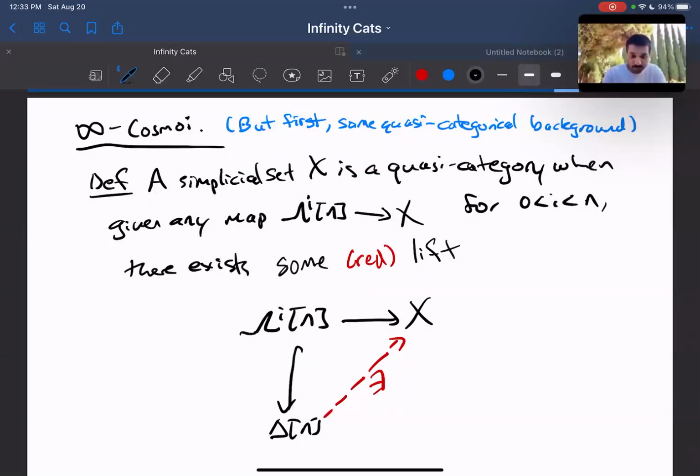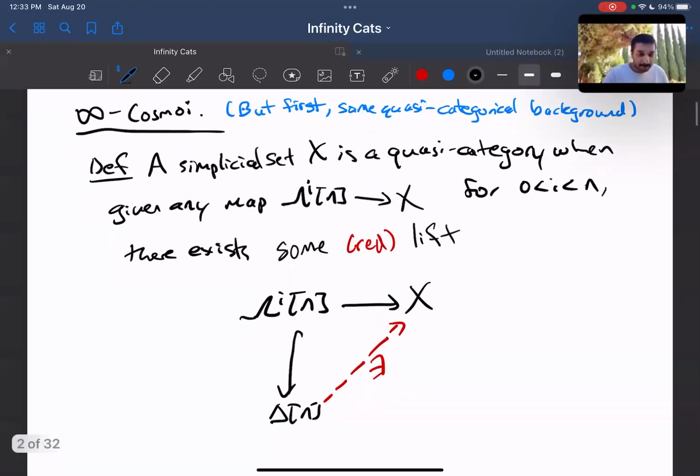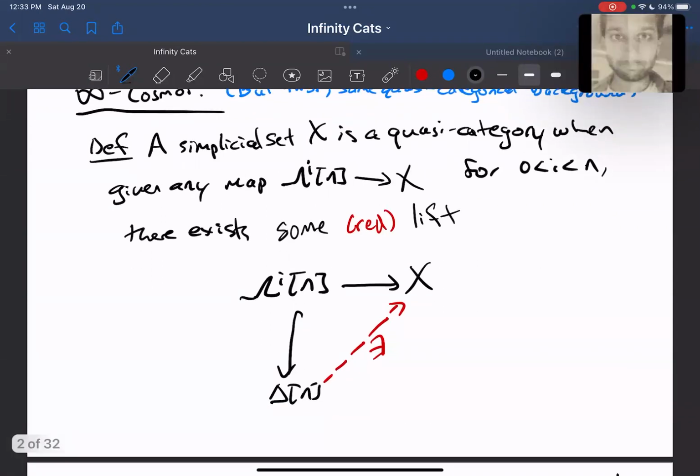So this is just the definition that we had last time. Remember, a simplicial set X is a quasi-category whenever we have a map from these inner horns into X, there's a lift of it here. So this is filling in our composition or higher associativity laws.